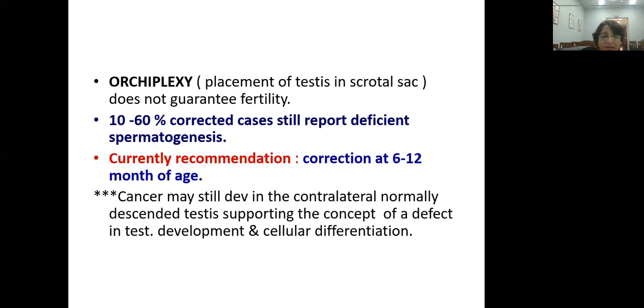And this is a very important point yahan pe 3 star dale hain, that cancer malignancy may even develop in the normal contralaterally descended testes, supporting the concept that there is a defect in testicular development and cell differentiation, which is operable on both the testicles, on the descended testes as well as on the undescended testes.